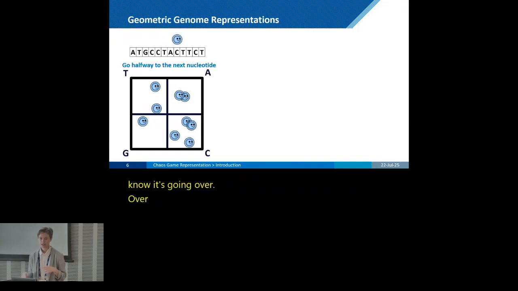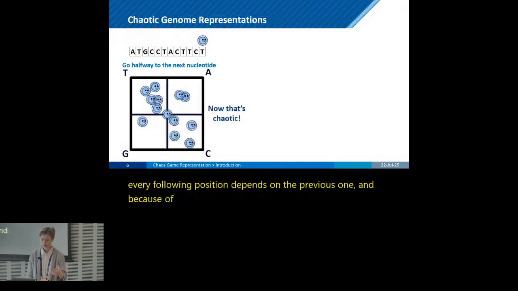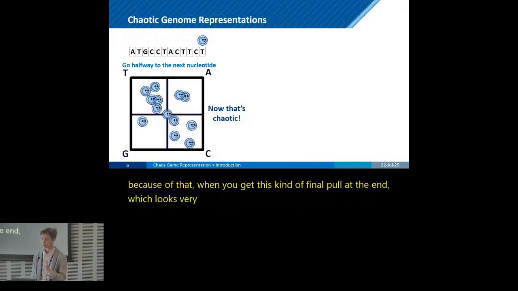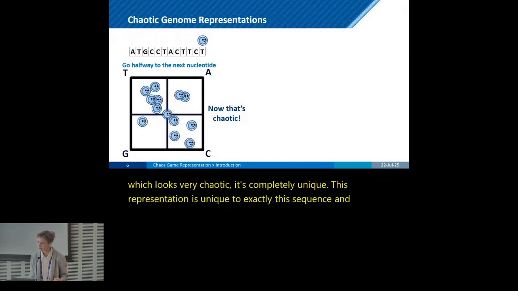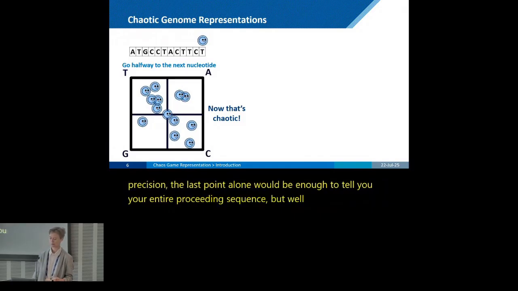And effectively, it's an iterative function system because every following position depends on the previous one. And because of that, when you get this final pool at the end, which looks very chaotic, it's completely unique. This representation is unique to exactly this sequence. And actually, if you had perfect mathematical and decimal precision, the last point alone would be enough to tell you your entire preceding sequence. But, well, obviously, computers don't work that well. So this is the kind of basis on which chaos game representation is built.